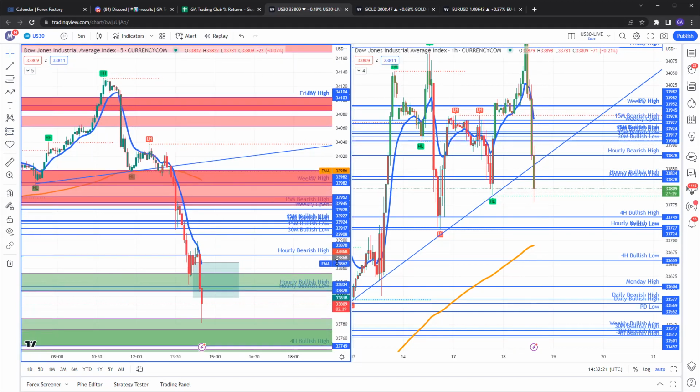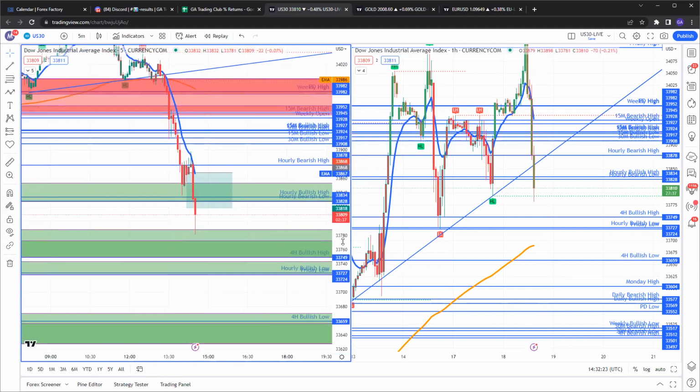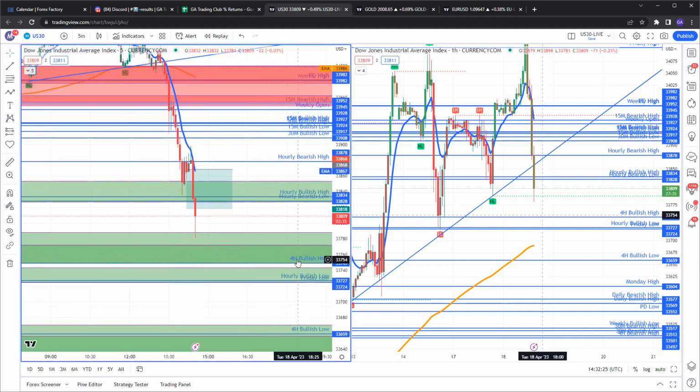So we do have a demand zone coming in here. Or actually, let me just use the term. We do have a 4-hour bullish high and bullish low. So same thing, right, for gold and EU that I did yesterday.